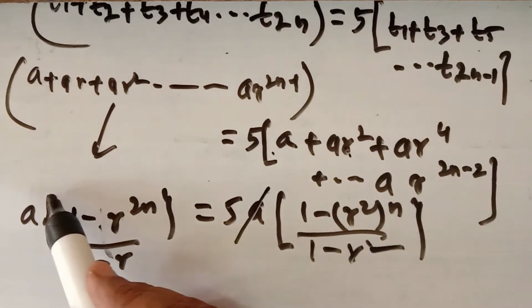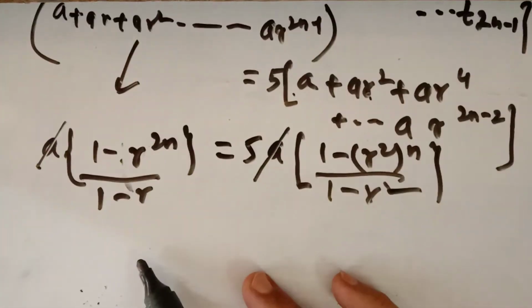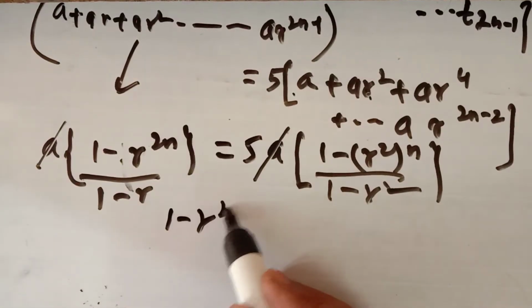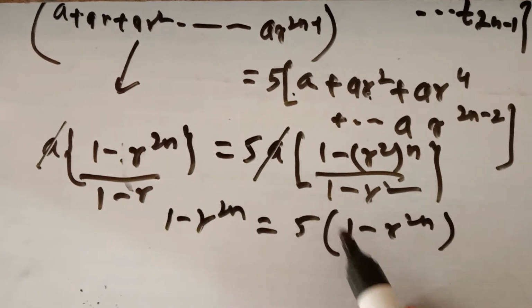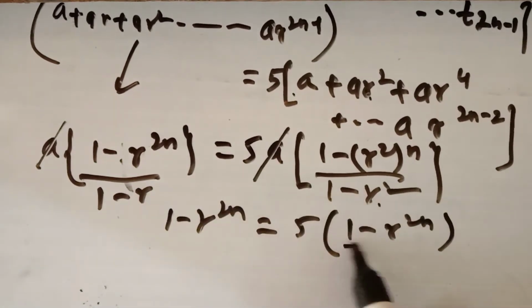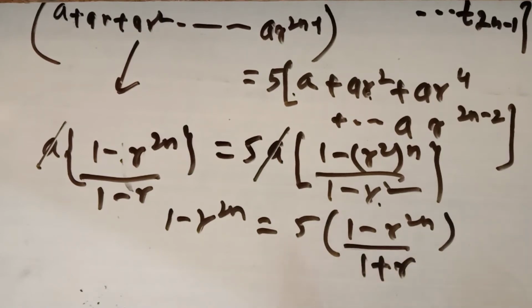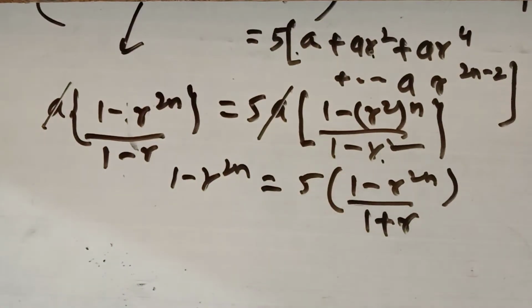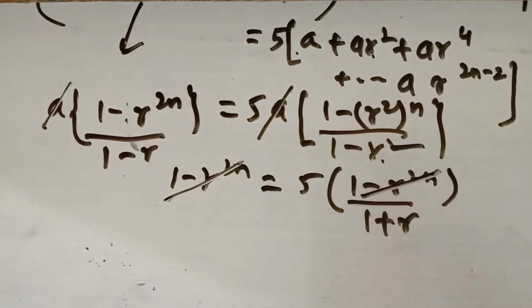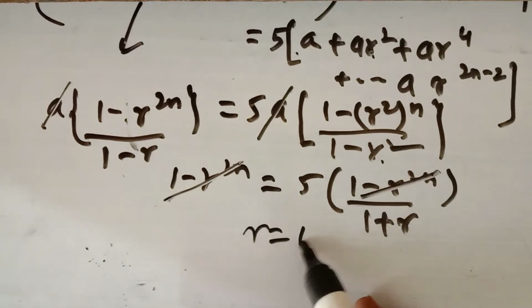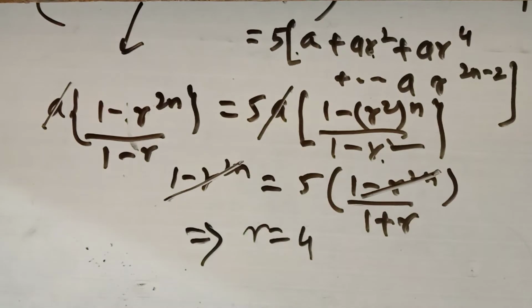So a will be cancelled out with this a, and this (1 minus r^(2n)) is equal to 5 times (1 minus r^(2n)), and 1 minus r will cancel out with 1 minus r, you will get 1 plus r. When you simplify it, and this is also getting cancelled out, you are getting r as 4. This is the common ratio you have to find.